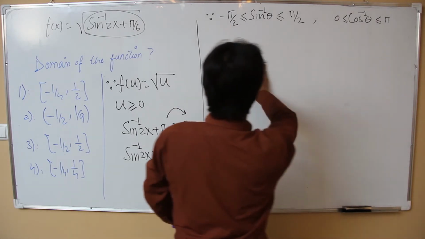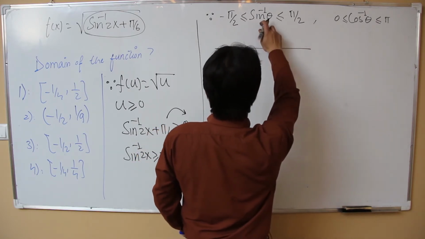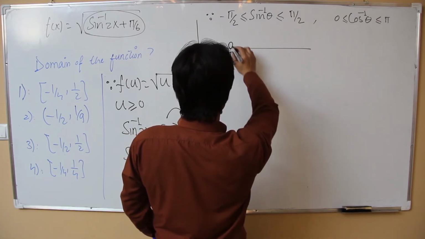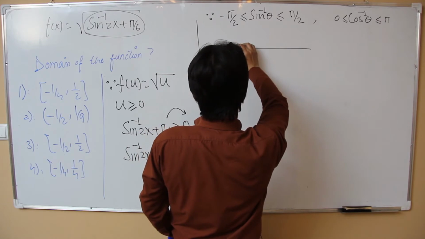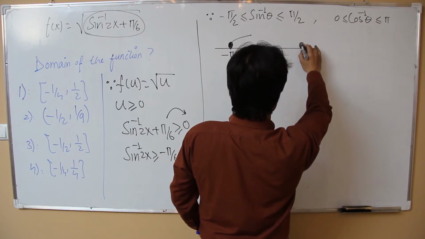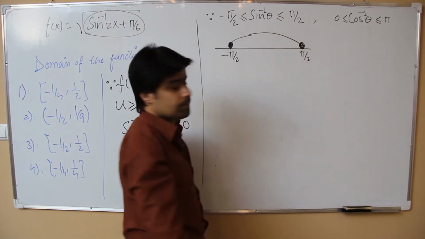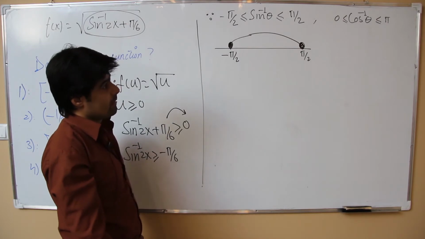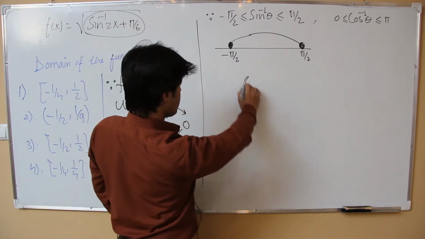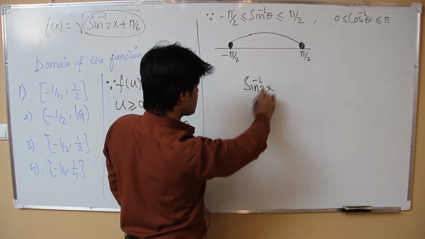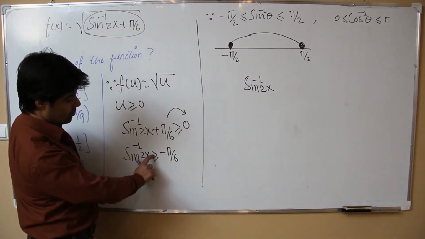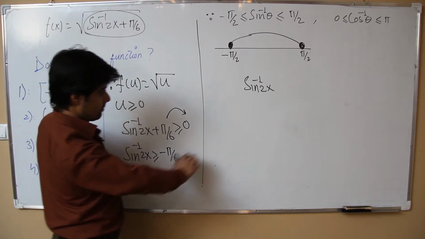What does it mean? It means the value which we can put for sine inverse of theta is from minus pi divided by 2, greater and equal, up to pi divided by 2, equal or smaller. We have the domain of sine inverse of theta. Now this is sine inverse of 2x. It means the value should be, in here the question is, the value should be greater than minus pi divided by 6.